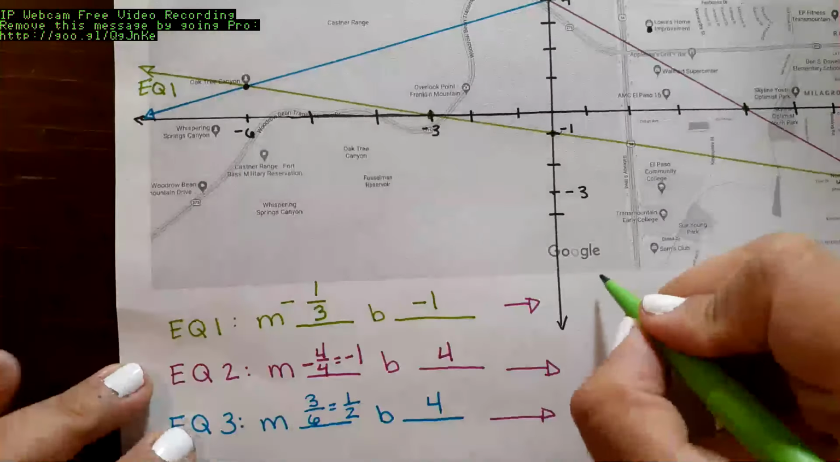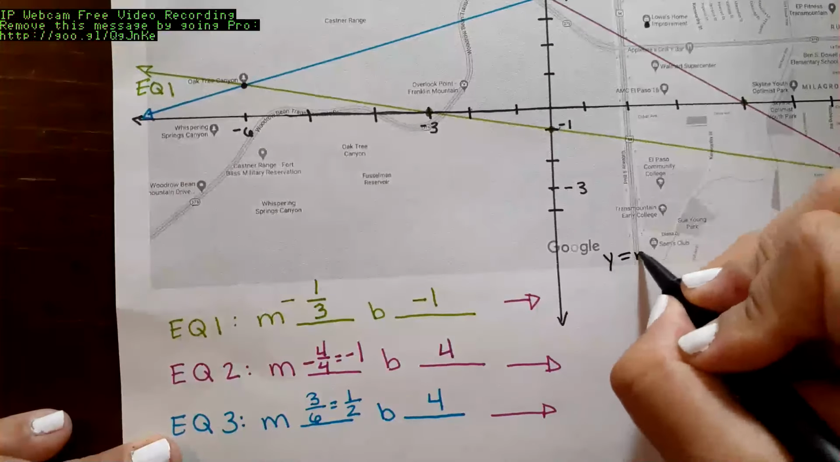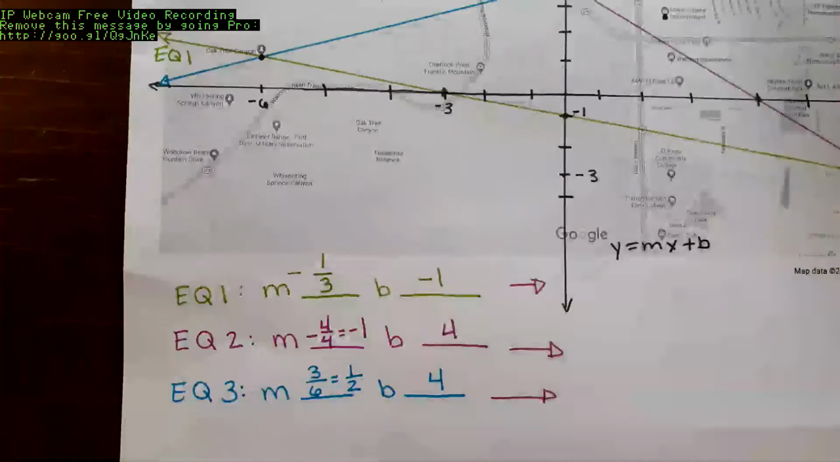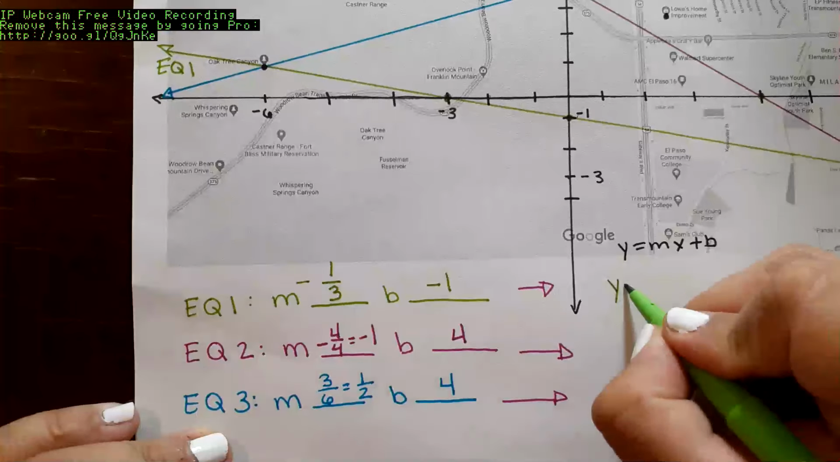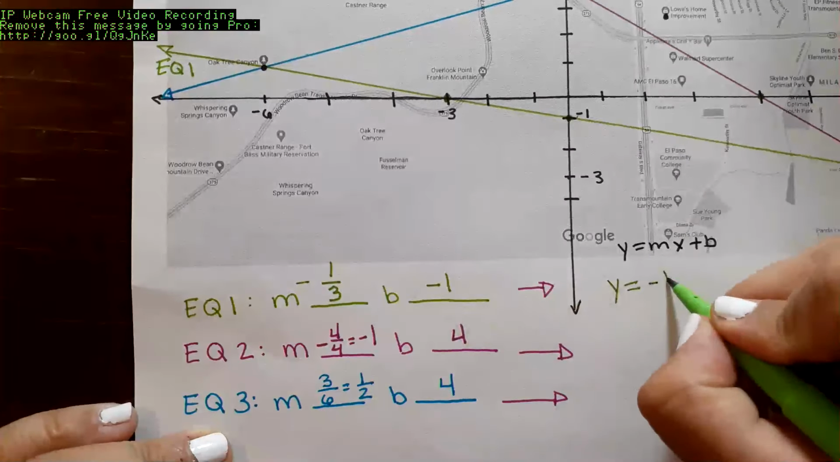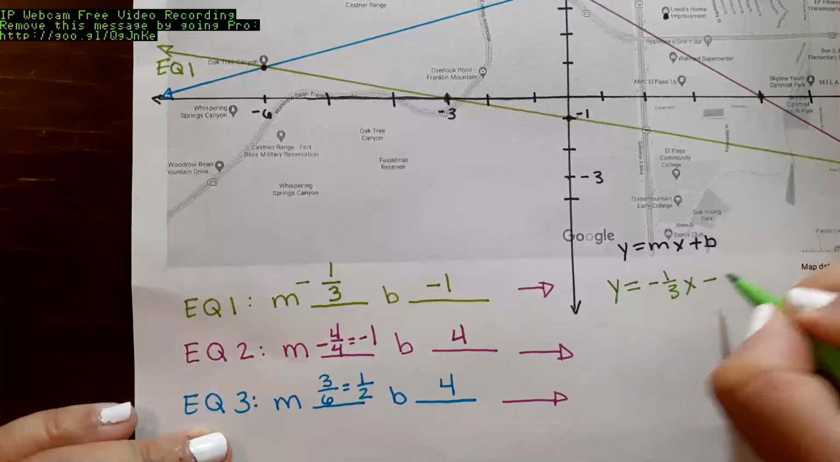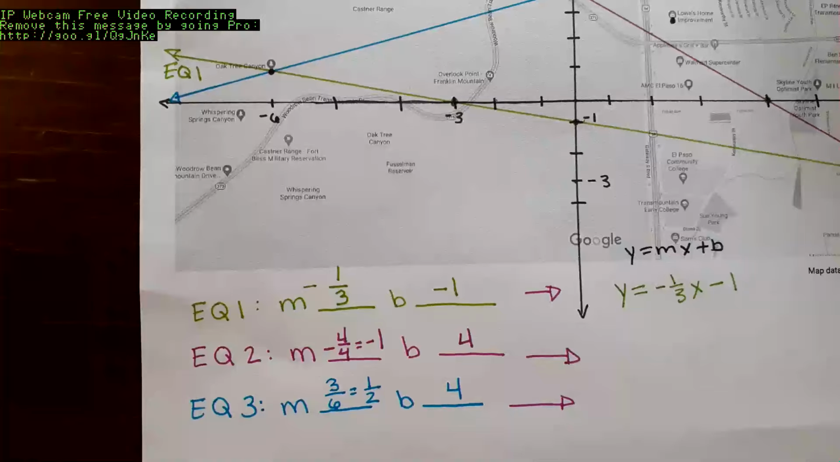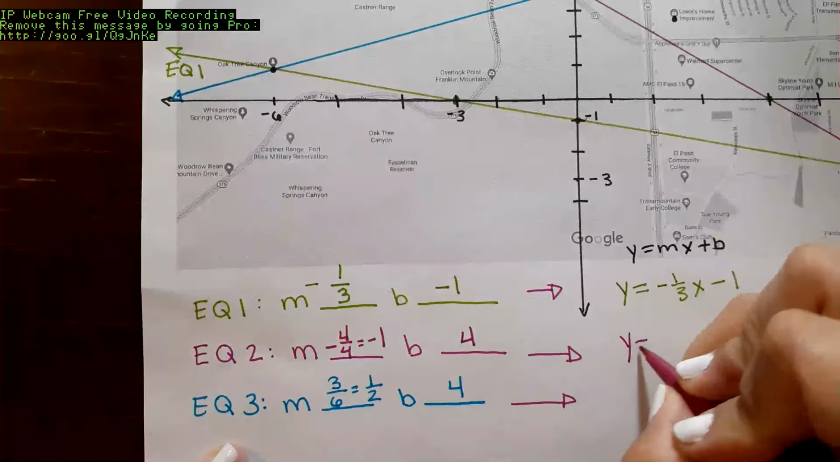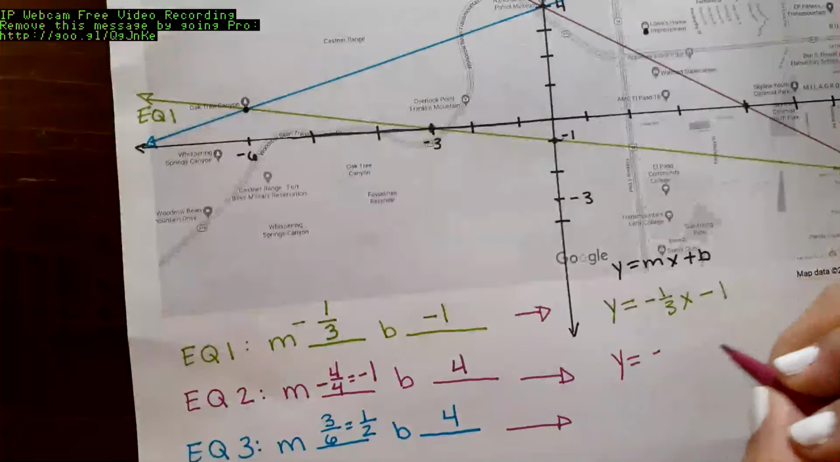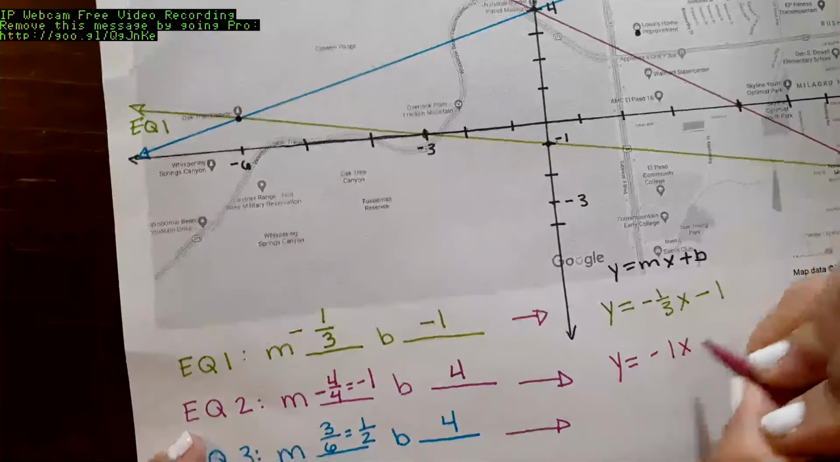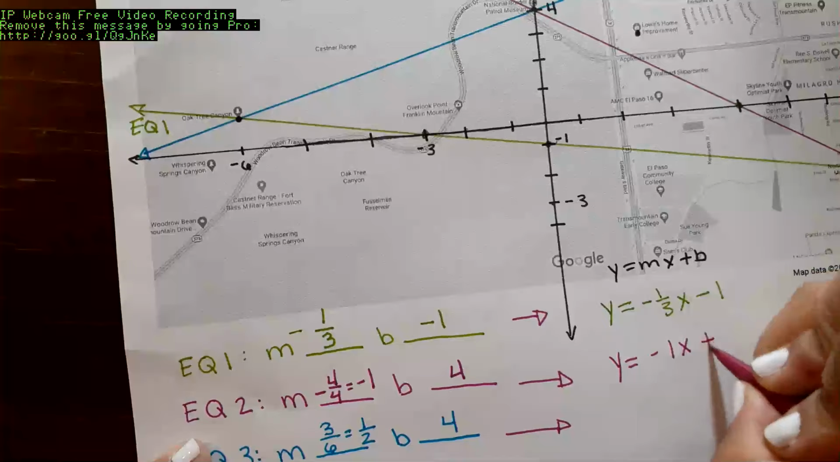So what we're going to do is go ahead and write this out, using the form y equals mx plus b. I'm going to fill it in. So y equals, my m is -1/3 x minus my 1. I'm going to do the same with my second equation. y equals -1x. Well, I could just put -x, right? Plus 4.